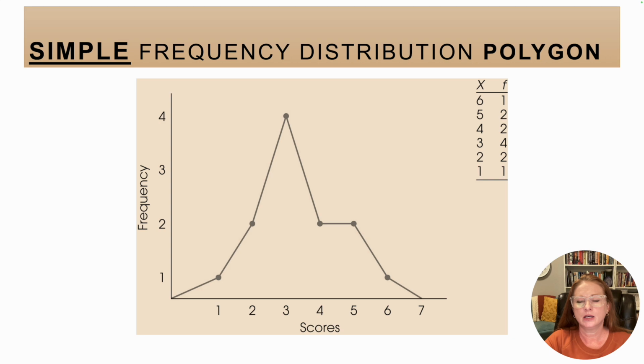Again, if I'm going to count how many people are in this study, I would go with my F's and I would count, okay, I had one person score a 6. I had 2 people score a 5. I had 2 people score a 4. I had 4 people score a 3. I had 2 people score a 2. I had 1 person score a 1. So I would add 1 plus 2 is 3, plus 2 is 5, plus 4 is 9, plus 2 is 11, plus 1 is 13.